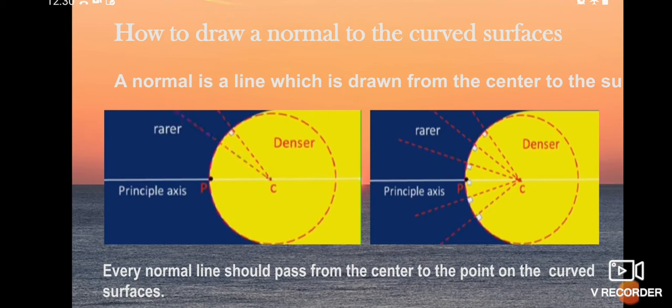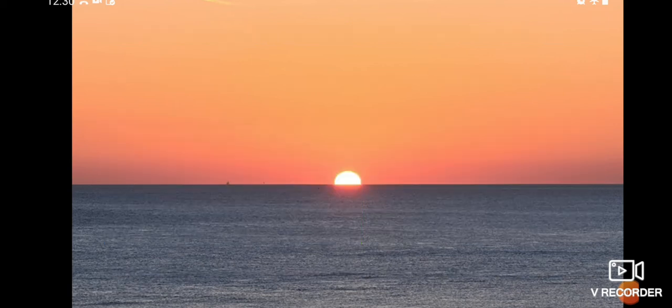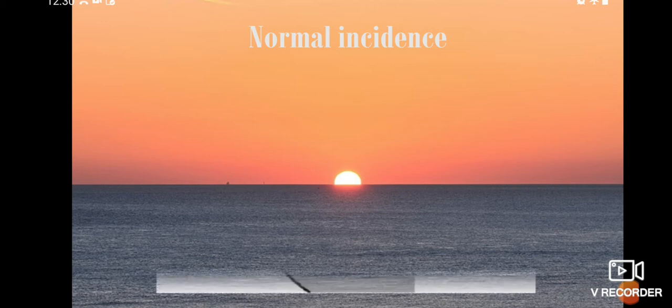Okay students, so normal incidence. Already we have drawn the ray diagrams for reflection at plane and curved surfaces. Now here is how you can draw the ray diagrams using the refraction of light at curved surfaces. Okay students, let us watch.